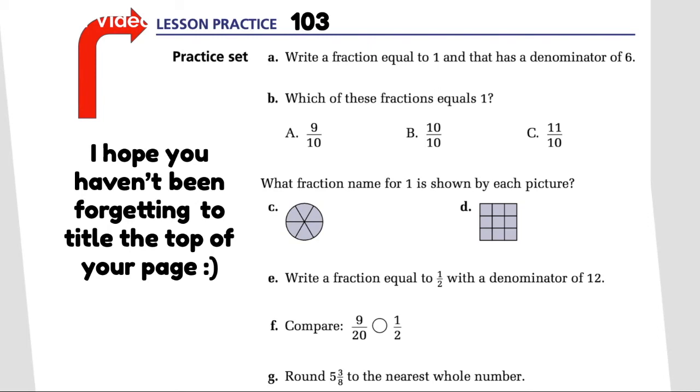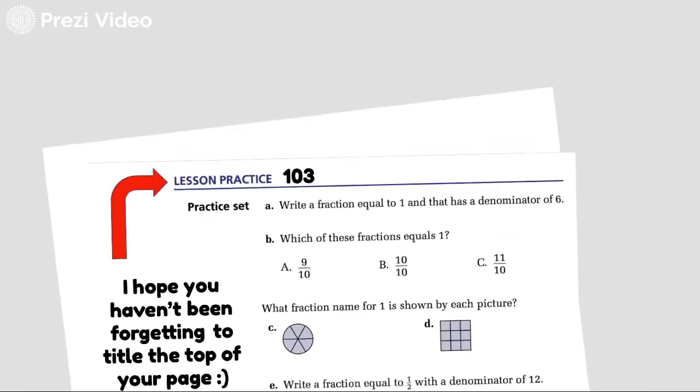And let's look at letter G. We have round 5 3/8 to the nearest whole number. 3/8 is not quite a half, so it's actually closer to 5 than it is 6. Apologize for kind of going through those last two, but I'm running out of time, so I need to make sure we kind of get to this part.